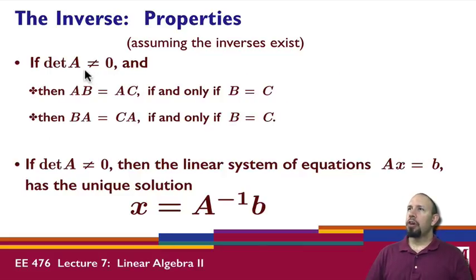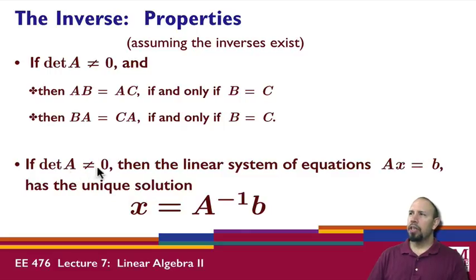So if the determinant is not zero, we have these properties. If AB is equal to AC, this is true as long as the determinant is not zero, then these two products are equal if and only if B is equal to C. So that's A multiplied on the left. If A is multiplied on the right, again, we have the same kind of thing if B is equal to C.